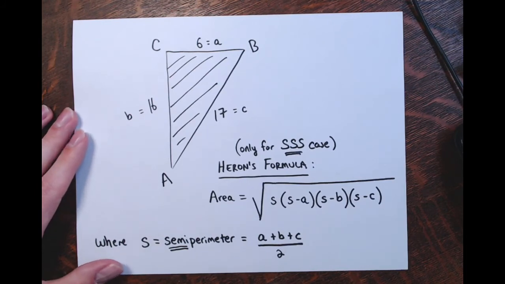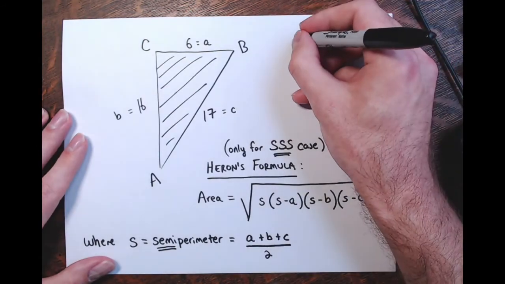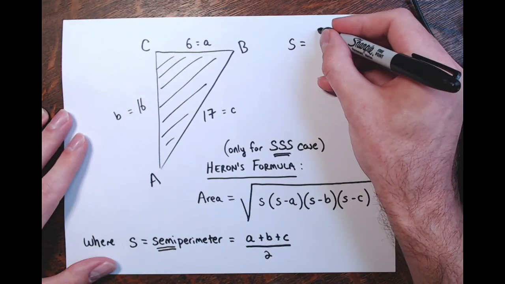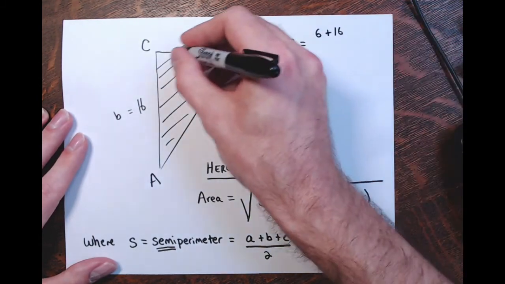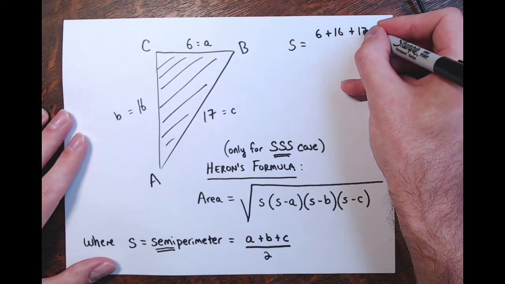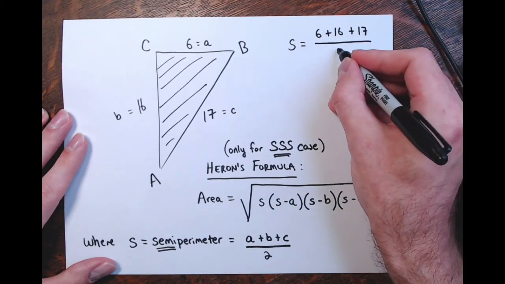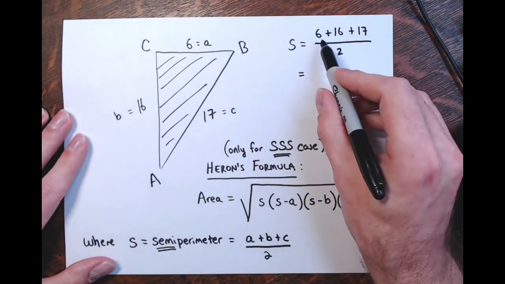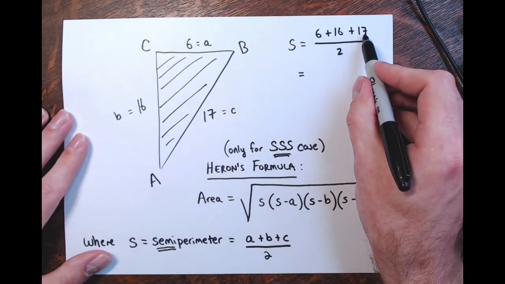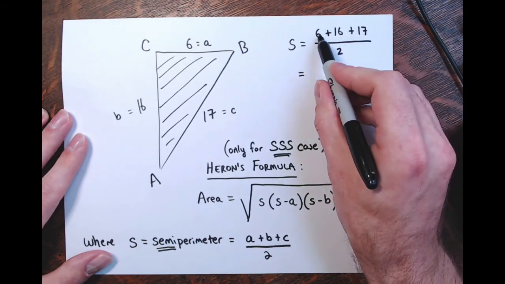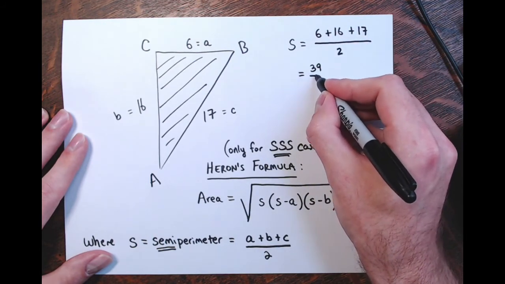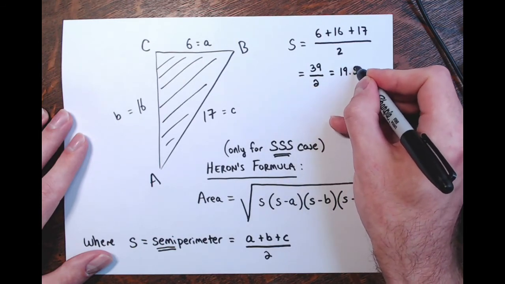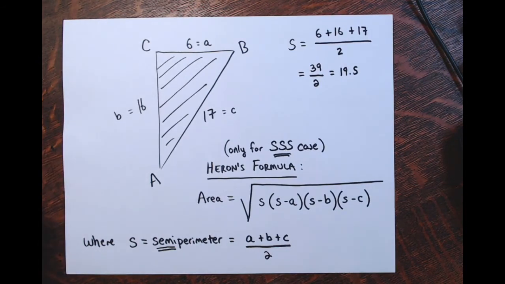All right, so let's do that here. So what is this S, this semi-perimeter here? Well, it's the perimeter. So 6 plus 16 plus 17 divided by 2. Well, 16 plus 17 is 33, plus 6 is 39. So 39 divided by 2, that's 19.5. 19 and a half is half the perimeter.